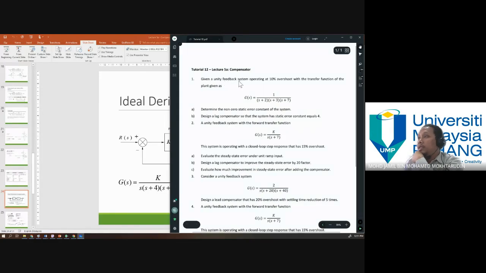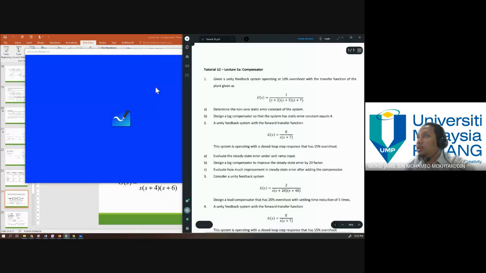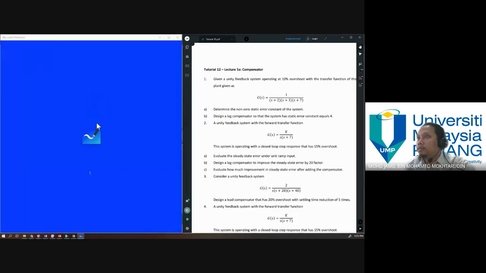So given a unity feedback system operating at 10% overshoot. Okay, so in this question, it doesn't give you the damping ratio and it doesn't give you the dominant pole. Okay, but in your final exam, if it comes out, we will give you the dominant pole, okay? Because we want to skip the calculation of damping ratio and so on, because it is not practical to use a calculator to calculate. Okay, usually we will give you the value of dominant pole. So in this case, it doesn't give you the dominant pole. So you have to calculate it yourself. Okay, wait, it's slow to open. Oh, come on.